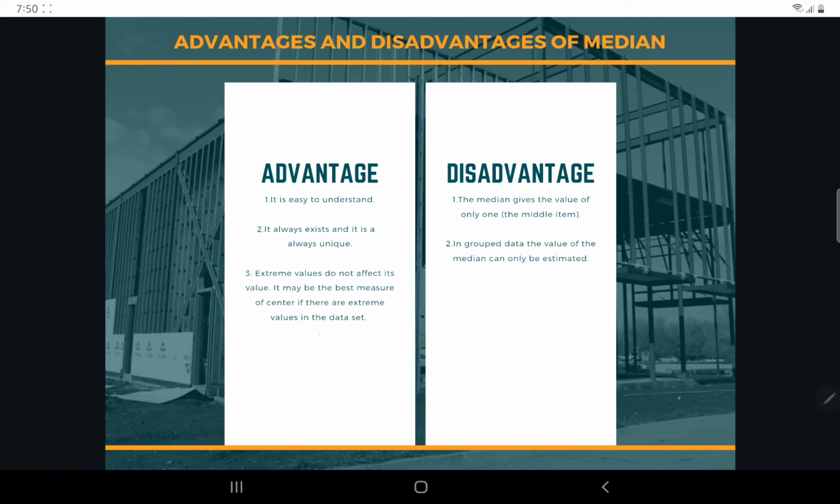But the disadvantage of median is that the median gives the value of only the middle term. And in group data, the value of the median can only be estimated. So maksudnya yang daripada kita guna formula tadi tu untuk group data, itu hanyalah estimate value of the median.